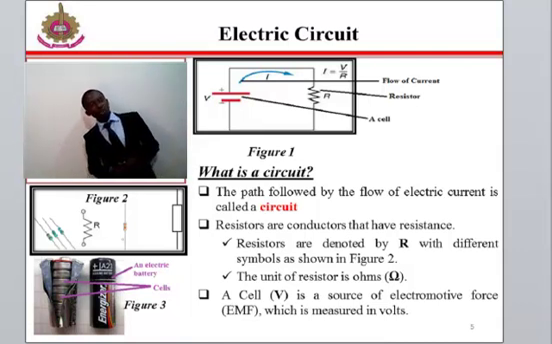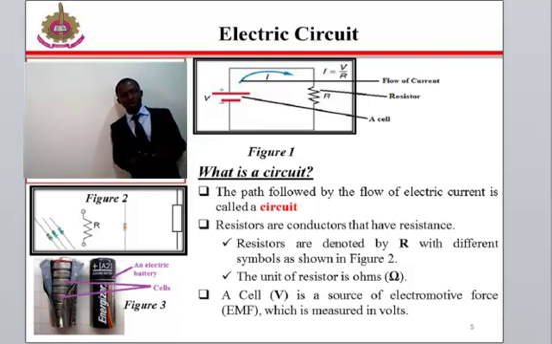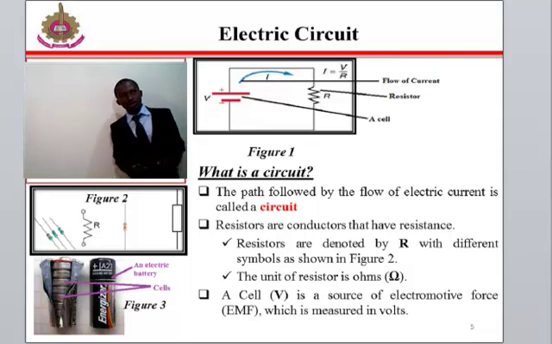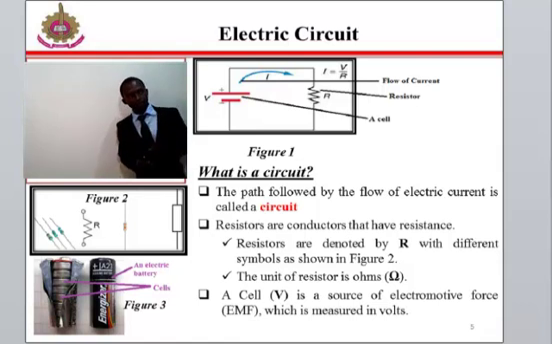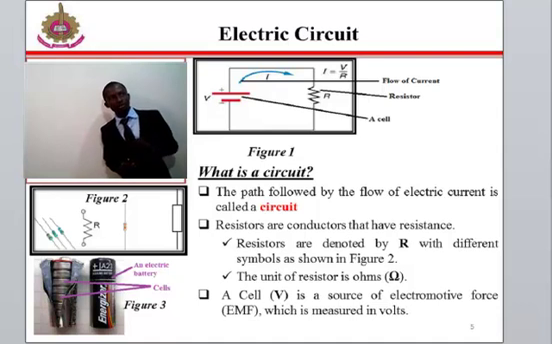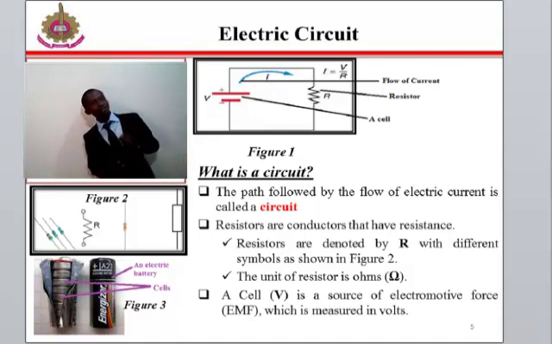The unit of resistor is ohms. Another component of an electric circuit is a cell or connection of cells called a battery, as shown in figure 3. A complete circuit carrying a steady current must contain a source of electromotive force, known as EMF, which drives charge out of a source from a negative terminal to a positive terminal, as shown in figure 1.